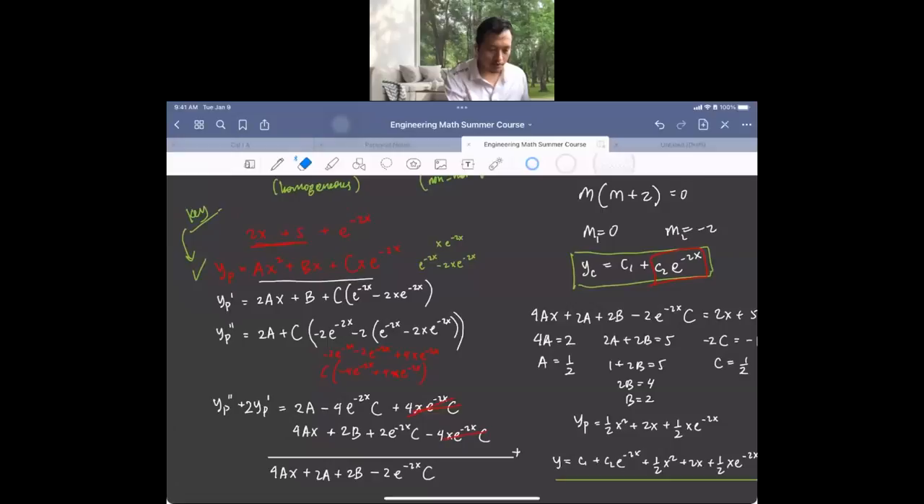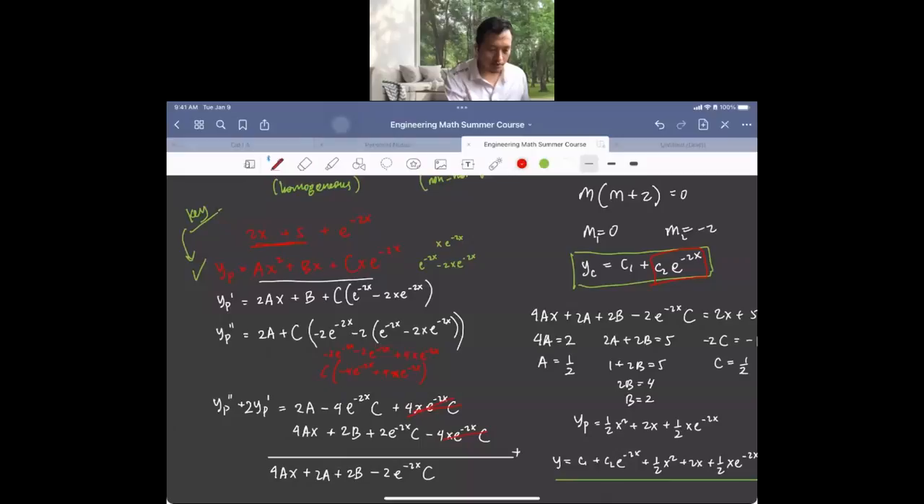So be careful for duplication. Check especially from your homogeneous one. That's why it's important to check the homogeneous one and then check the particular solution. Thank you. Good question.